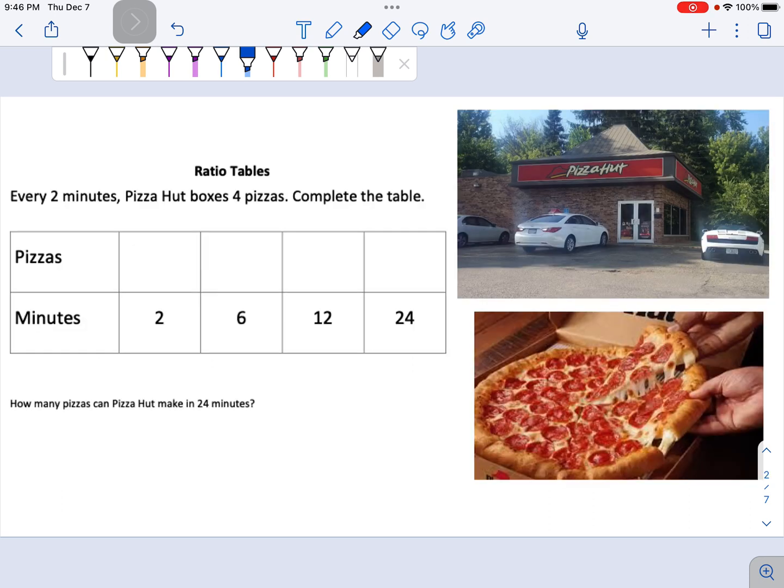The first one says, for every 2 minutes, Pizza Hut boxes 4 pizzas. All right, so what does that mean? It means they take them out of the oven and put them in a box. It doesn't mean it takes 4 minutes to cook. What it's saying is in 2 minutes, they'll have 4 more boxed. And then in another 2 minutes, 4 more pizzas in a box. And in another 2 minutes, 4 more pizzas. All right. So the big question at the end is how many pizzas can Pizza Hut make in 24 minutes?